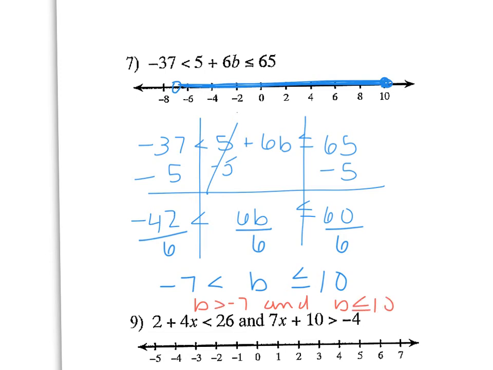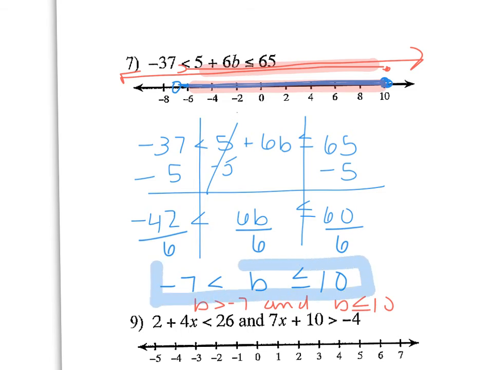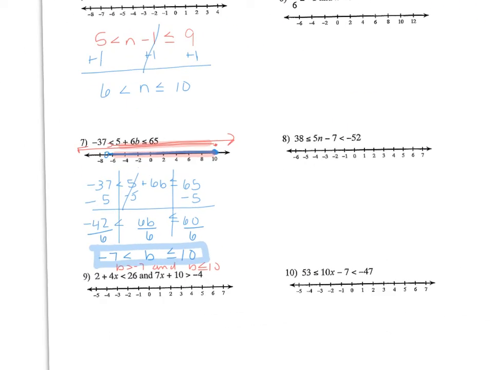Okay, so again, if I come up here, I'd have an open circle at negative 7 heading this way, closed at 10 heading this way. So where are they overlapping? They're overlapping in the middle, which is what I'm showing right here. Okay? All right, so just keep in mind, this is what your final answer should look like right there. Okay? All right, let's go to number 8.